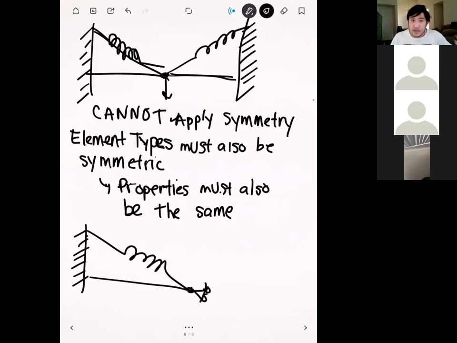Yeah, so in symmetry, it doesn't matter if you're using a spring or a truss, or even with beams and everything. The only condition is that it has to look exactly the same on both sides. So element types, element properties, and one more thing, boundary conditions, also have to be symmetric. As long as all those are the same across the symmetry line, you make the cut and you put a roller condition right there, and that's how you analyze it with symmetry. Okay.